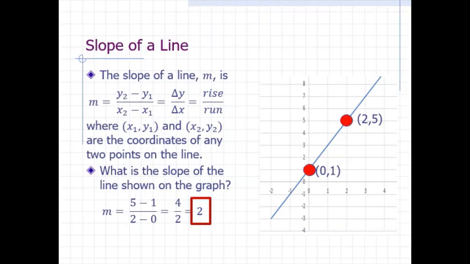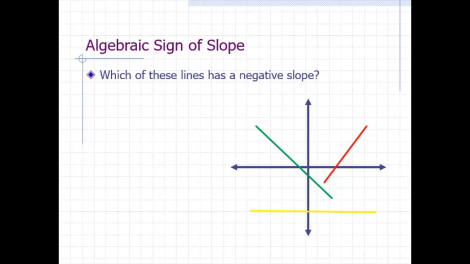Note that regardless of which 2 points we pick, we get the same slope. In other words, we say that the slope of a line is constant. The slope of a line can be positive, 0, or negative. Which of these lines do you think has a negative slope?